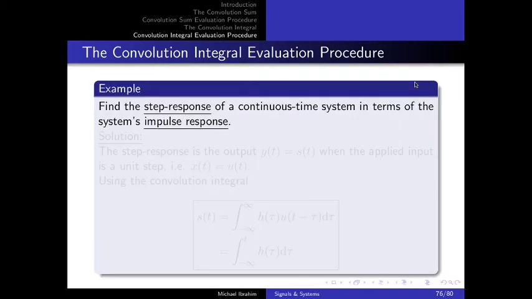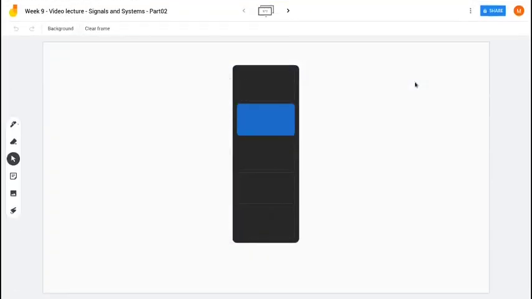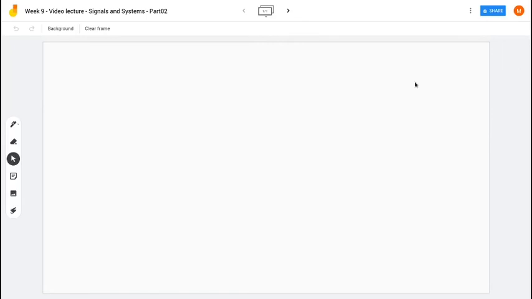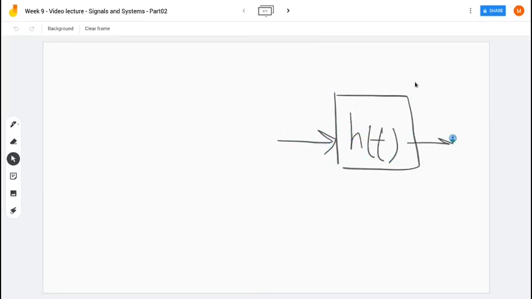Okay, the next example: we're asked to find the step response of a continuous time system in terms of its impulse response. So we are not given a specific function for the impulse response, but we need to find the step response in terms of the impulse response. Going to our whiteboard, we have an LTI system with an impulse response h of t, and we need to find an expression for the step response.